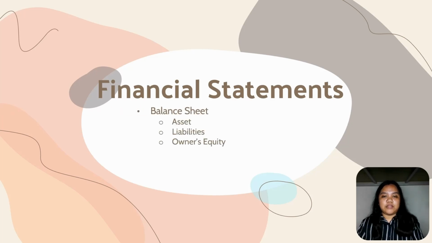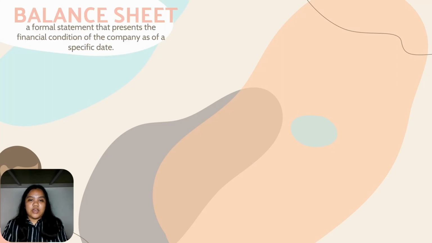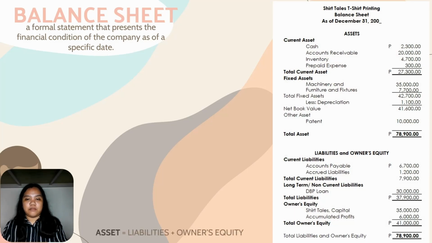So, you will not see the balance sheets here. That is wrong, it is one of the financial statements, and in the balance sheet you will see asset, liability, and owner's equity. Next are the cash flows and the income statement. So when you say balance sheet, it is a formal statement that presents the financial condition of the company as of a specific date. Here is an example of a balance sheet.